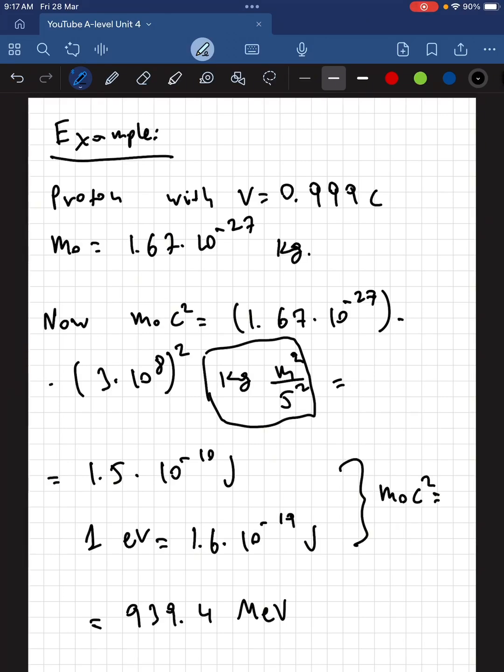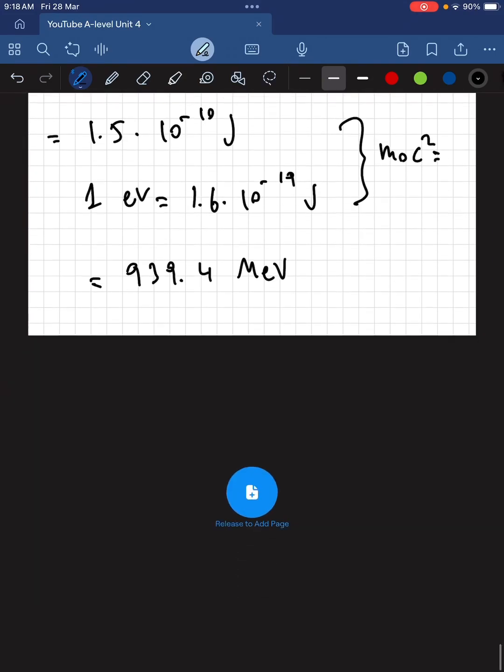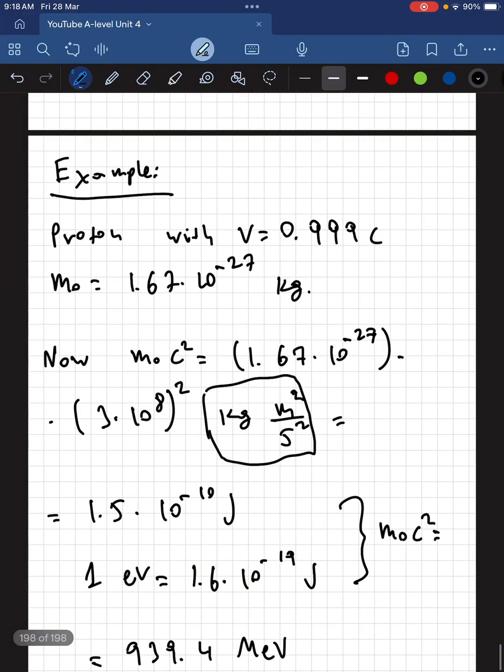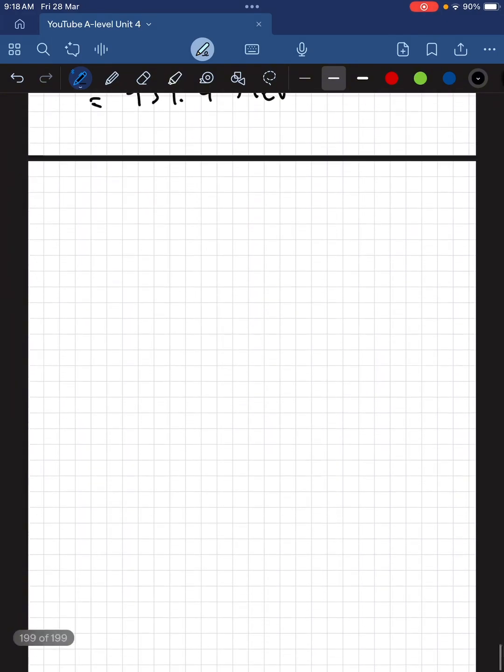Is that a large energy? It is, right? Remember when we talked about particle accelerators? 1 electron volt is the energy of a particle that has a charge of plus e, so 1 electron or 1 proton, when accelerated through an electric potential of 1 volt. So here it's like accelerating this proton through a potential difference of 900 megavolts. That's a huge potential. So a proton at rest carries a lot of energy.